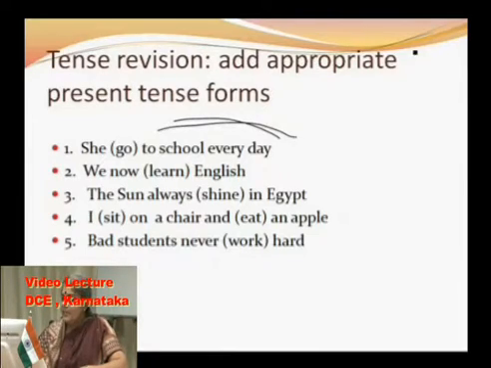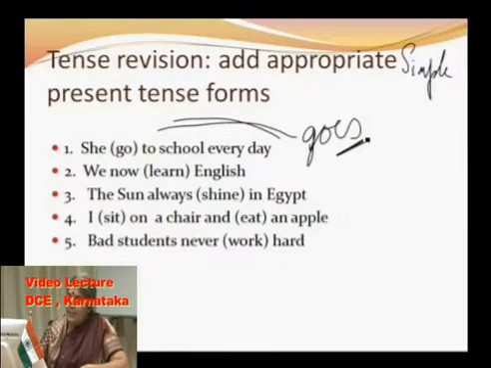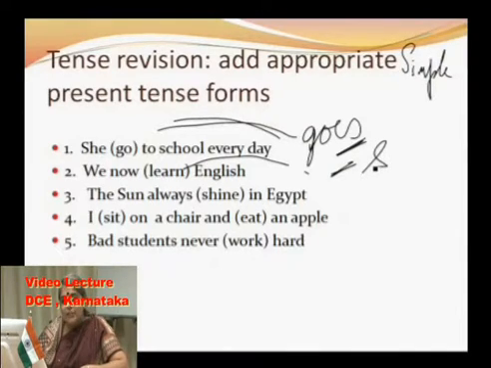Appropriate simple present tense forms. She go to school every day. You're right. She goes to school. You're adding which form? An es form. We now learn English. Yes, you're right. You have to add what? A suffix. What is that suffix? We now learns English. Am I right? No, I am wrong. You're right. I just say we learn English. Why do I say we learn English?